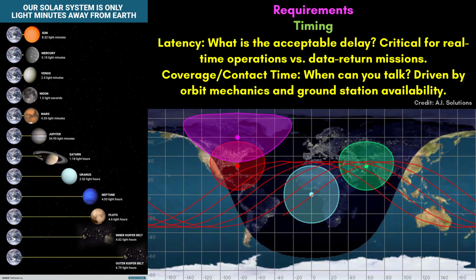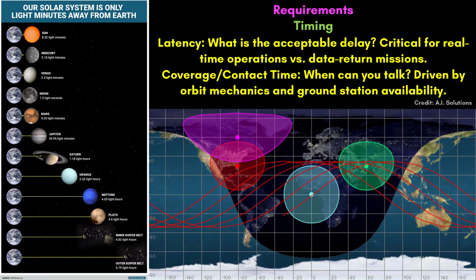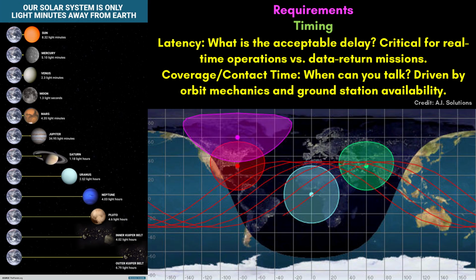Beyond how fast we can send data, we also have to consider when and from where we can communicate. This brings up requirements related to timing and what we call line of sight. First, let's talk about timing and latency. If you look at the chart on the left, you can see the round-trip light time to various bodies in the solar system. Radio waves travel incredibly fast, but space is vast, so there's a significant time delay. A round-trip signal to Mars can take anywhere from 8 to 40 minutes. This latency makes real-time joystick control impossible.